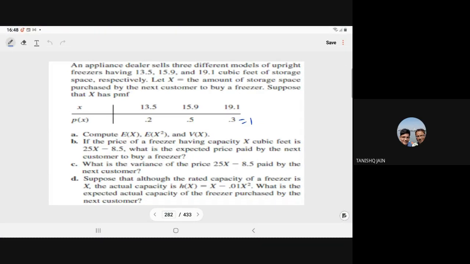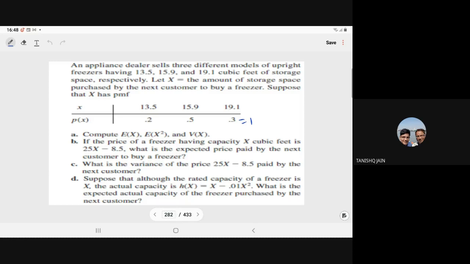The question is, they have given the price depending on the capacity, and the relation between the price and capacity is 25x minus 8.5. So you have to determine the expected price. Expected price means mean price.